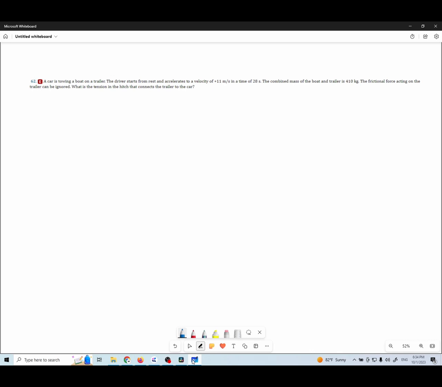In problem 62, the m is the boat on the trailer. So you want to focus on the boat and trailer and forget about the car. The m is being accelerated with a value of 11/28, which again is possible if and only if the tension T matches the product of m and a.